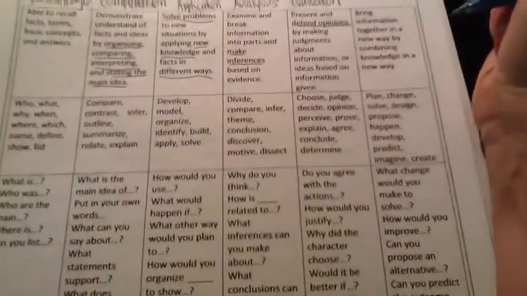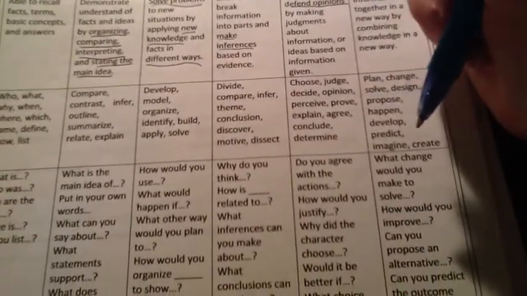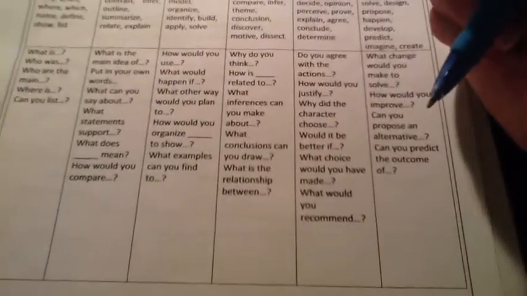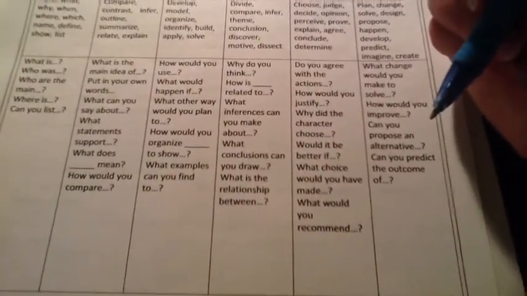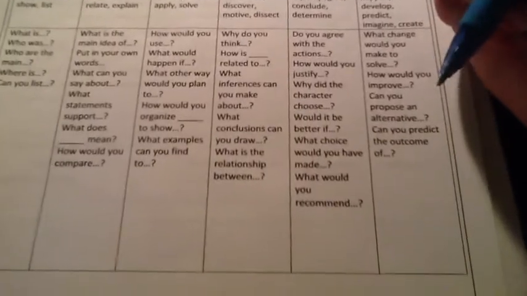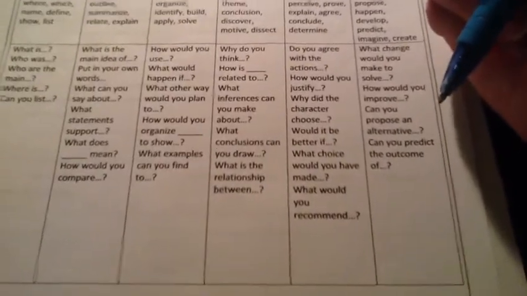So here we say choose, judge, decide, opinion, perceive, prove, explain, agree, conclude, and determine. All really great verbs. Some of our frames could be, do you agree with the actions of blank? How would you justify blank? Why did the character choose blank? Would it be better if blank? What choice would you have made? And what would you recommend? All of these would make great discussion questions.